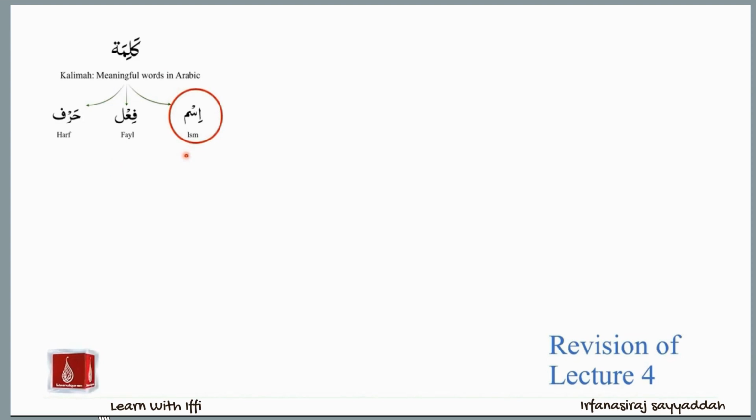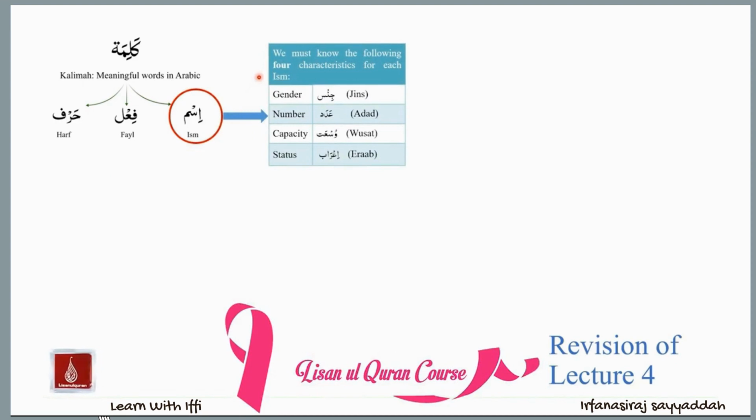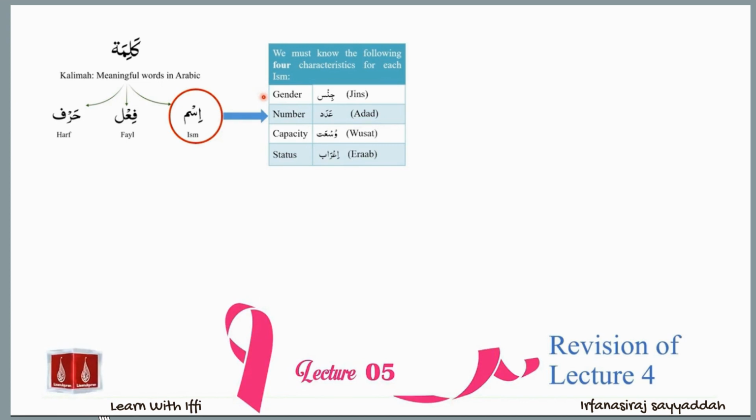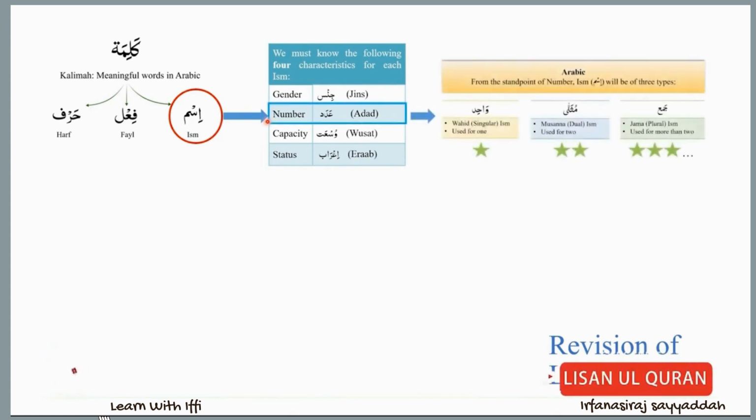In our study of ism, we need to know four characteristics about every ism in order for us to fully understand it and be able to use it in a sentence. These four characteristics are the gender of the ism, the number of the ism, the capacity of the ism, and the status of the ism. We started the study of the number of the ism, which is also called adad.